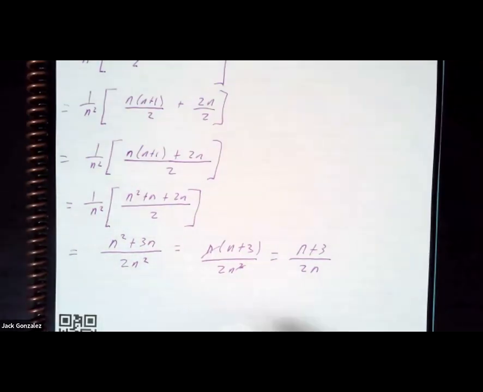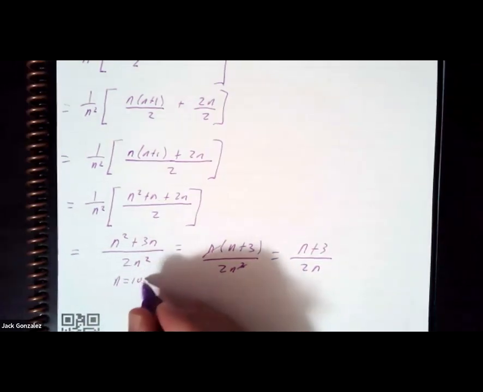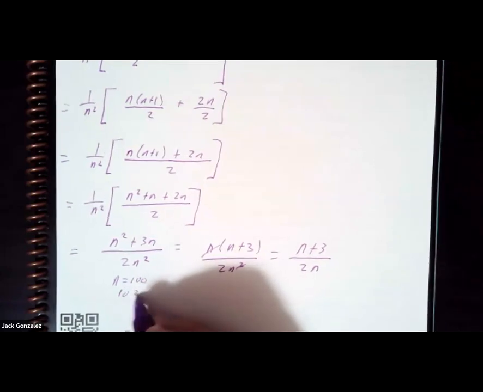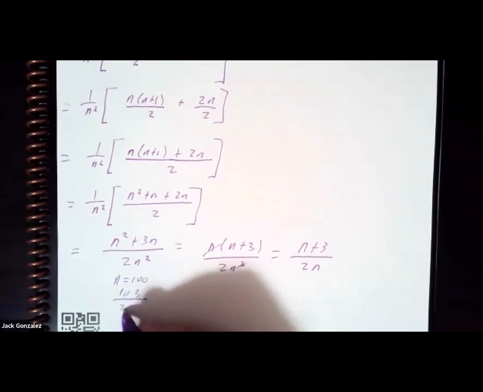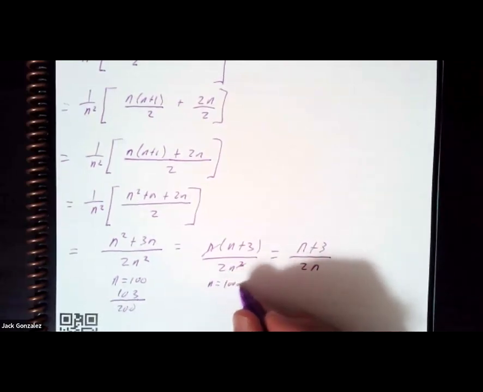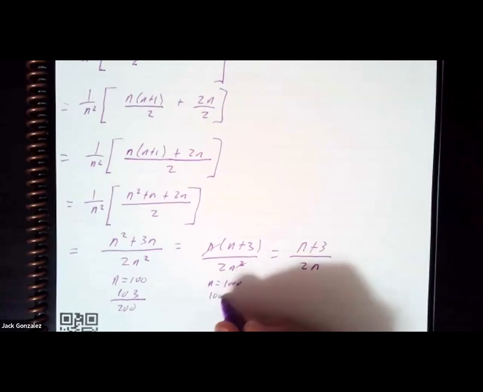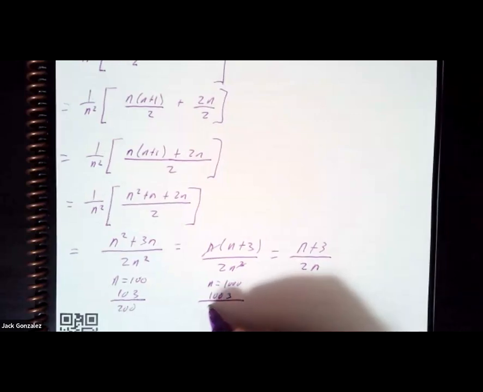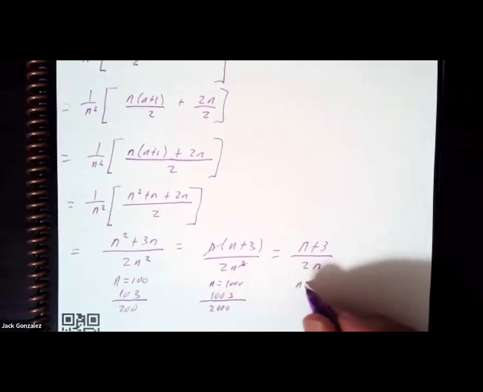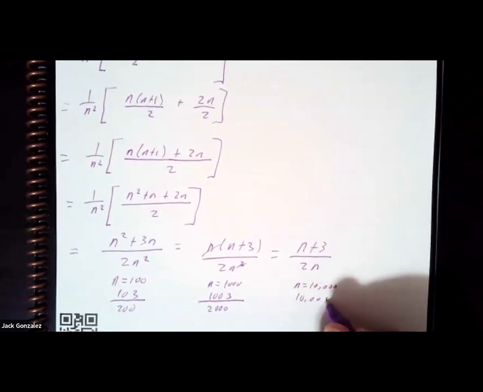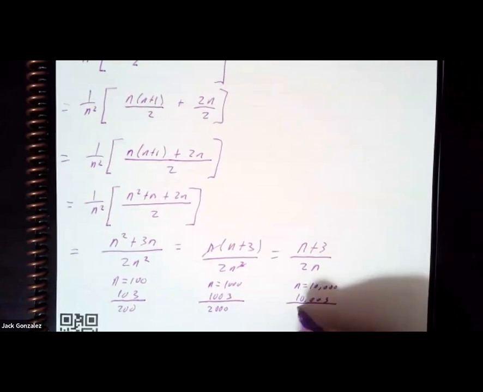Okay. So just plug in the numbers and you would be good. So n equal 100, that would be 103 over 200, right? N equal 1,000 would be 1,003 over 2,000. N equal 10,000 would be 10,003 over 20,000.